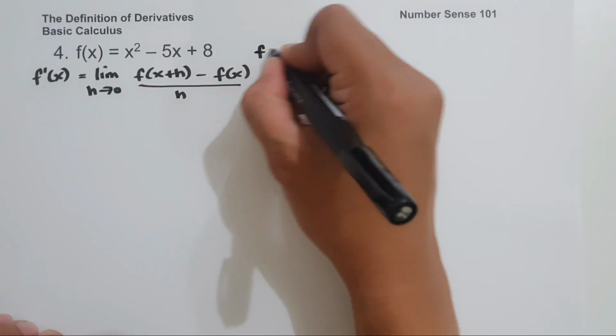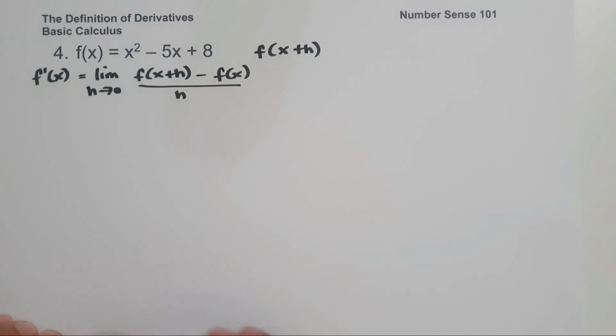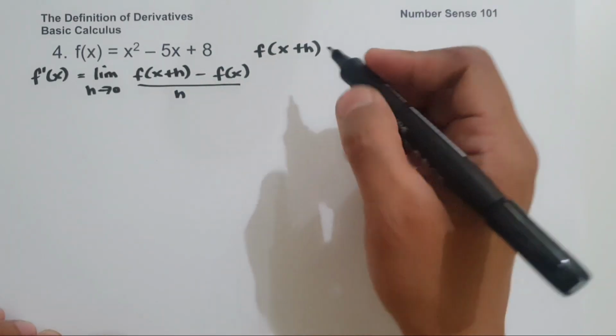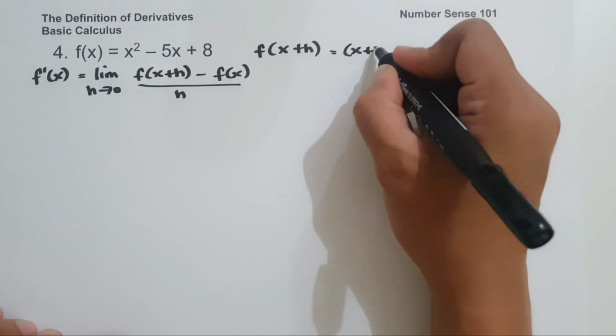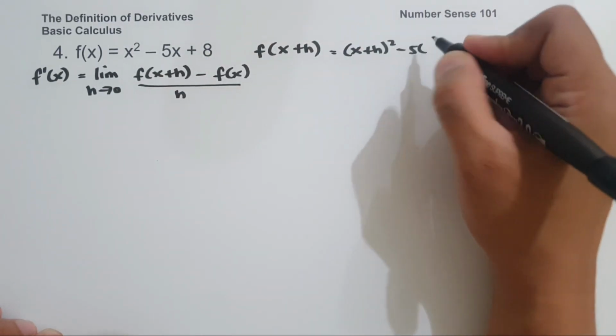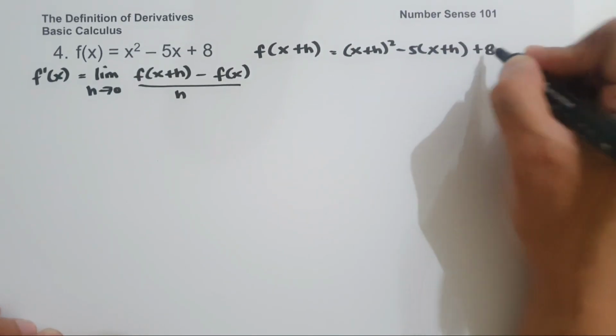Let us find f of x plus h. So to find the value of f of x plus h, let us simply change x as x plus h. Since we have x squared, this will be x plus h squared, minus 5x, that is negative 5, times quantity x plus h, plus 8.